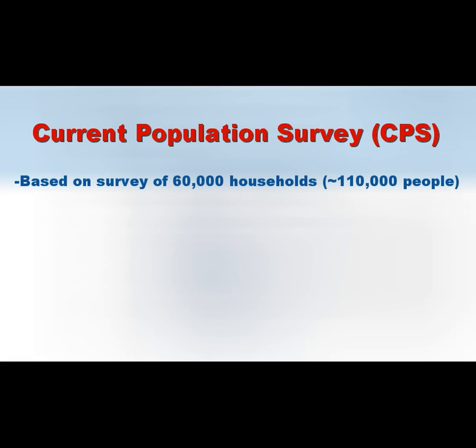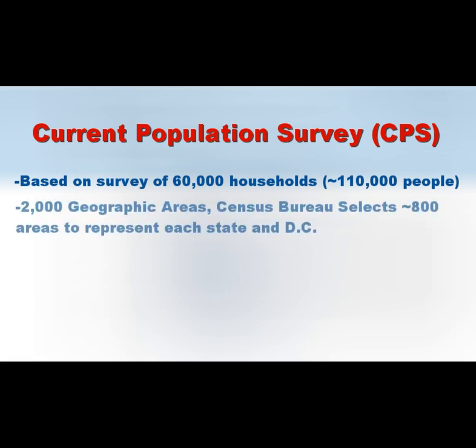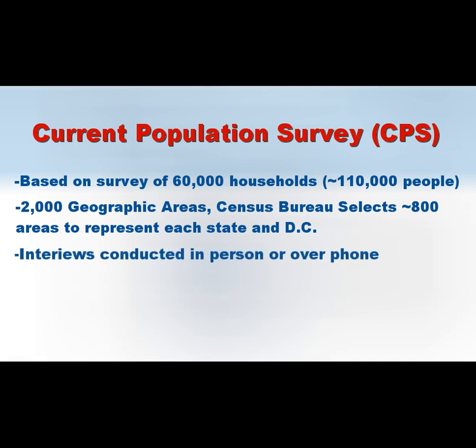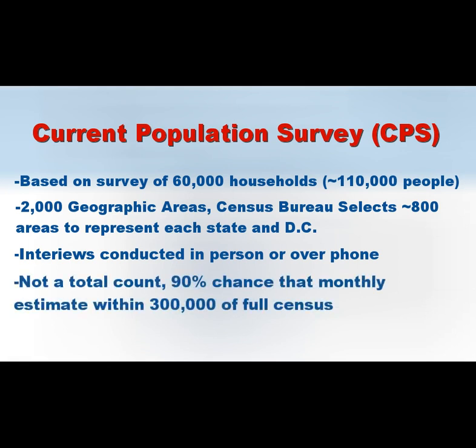It's based on a survey of 60,000 households, which is about 110,000 people, done every month by the Census Bureau. They break the U.S. up into 2,000 geographic areas, and then each month the Census Bureau selects approximately 800 geographic areas, which represents each state and Washington, D.C. Then each month they send out employees to conduct interviews either in person or over the phone. So it's not a total count of the entire U.S. population. That would just take too much time and resources to accomplish every month.